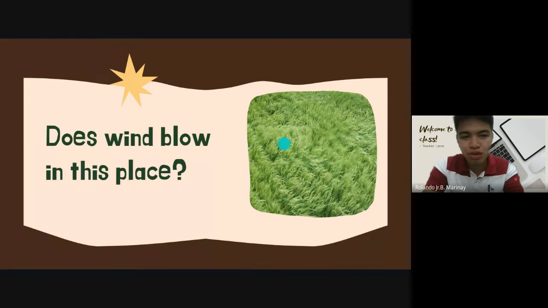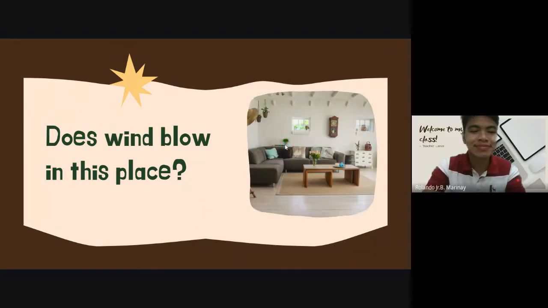Okay, number 2. Does wind blow in this place? Do you think so? The answer here is no. The wind doesn't move in this place because it is a closed place. So there's no moving wind unless there's air condition. If there's an empty room, if there's a room like this, the wind doesn't blow. Okay, you're not going to check it. Don't check it on your book.